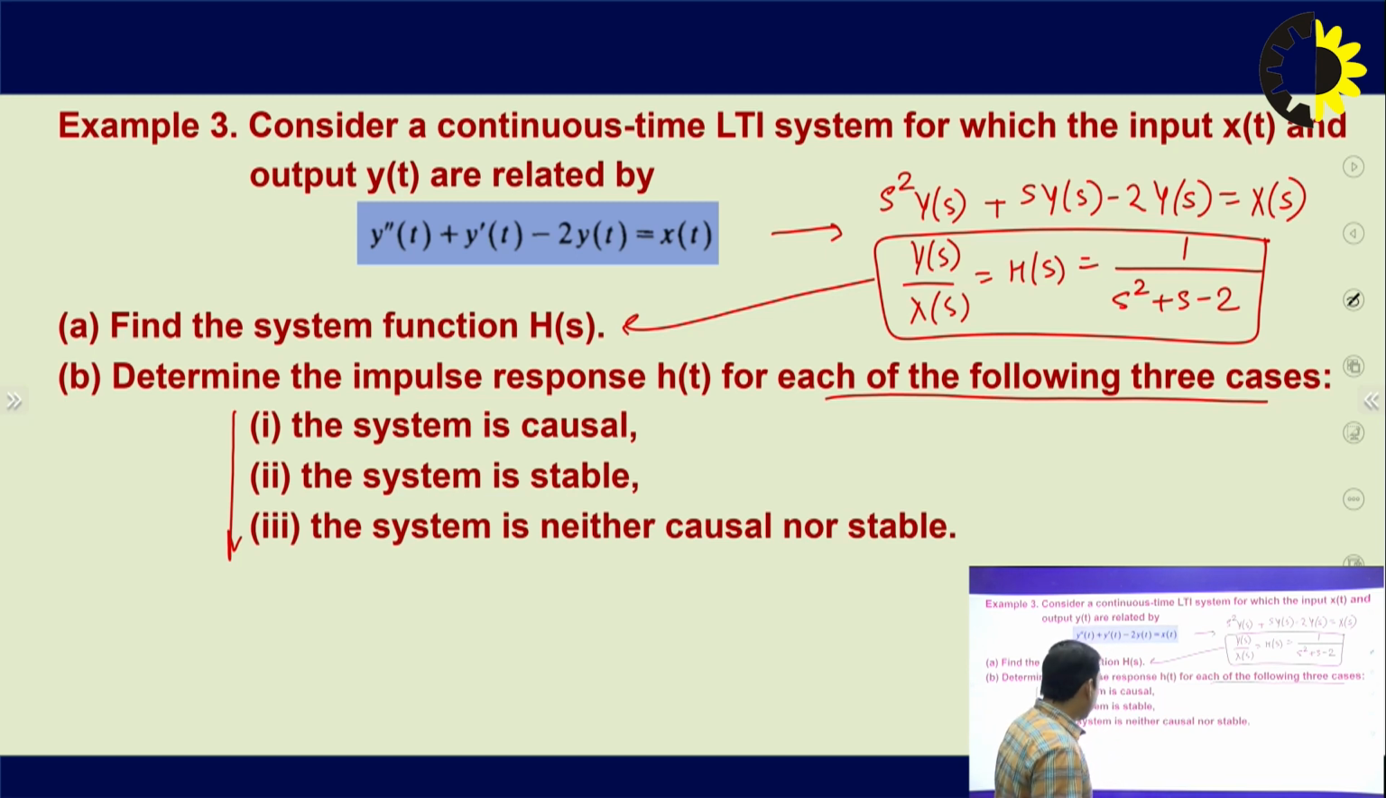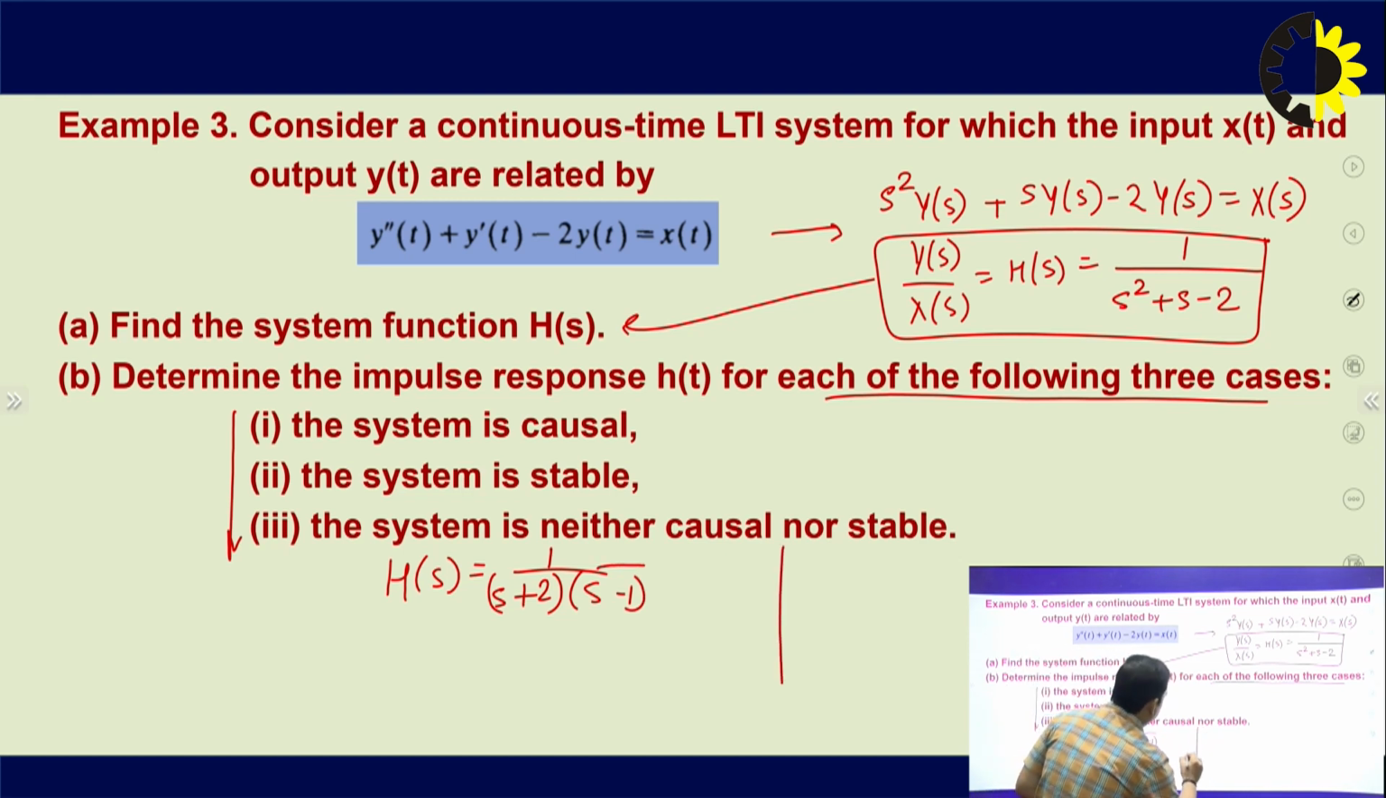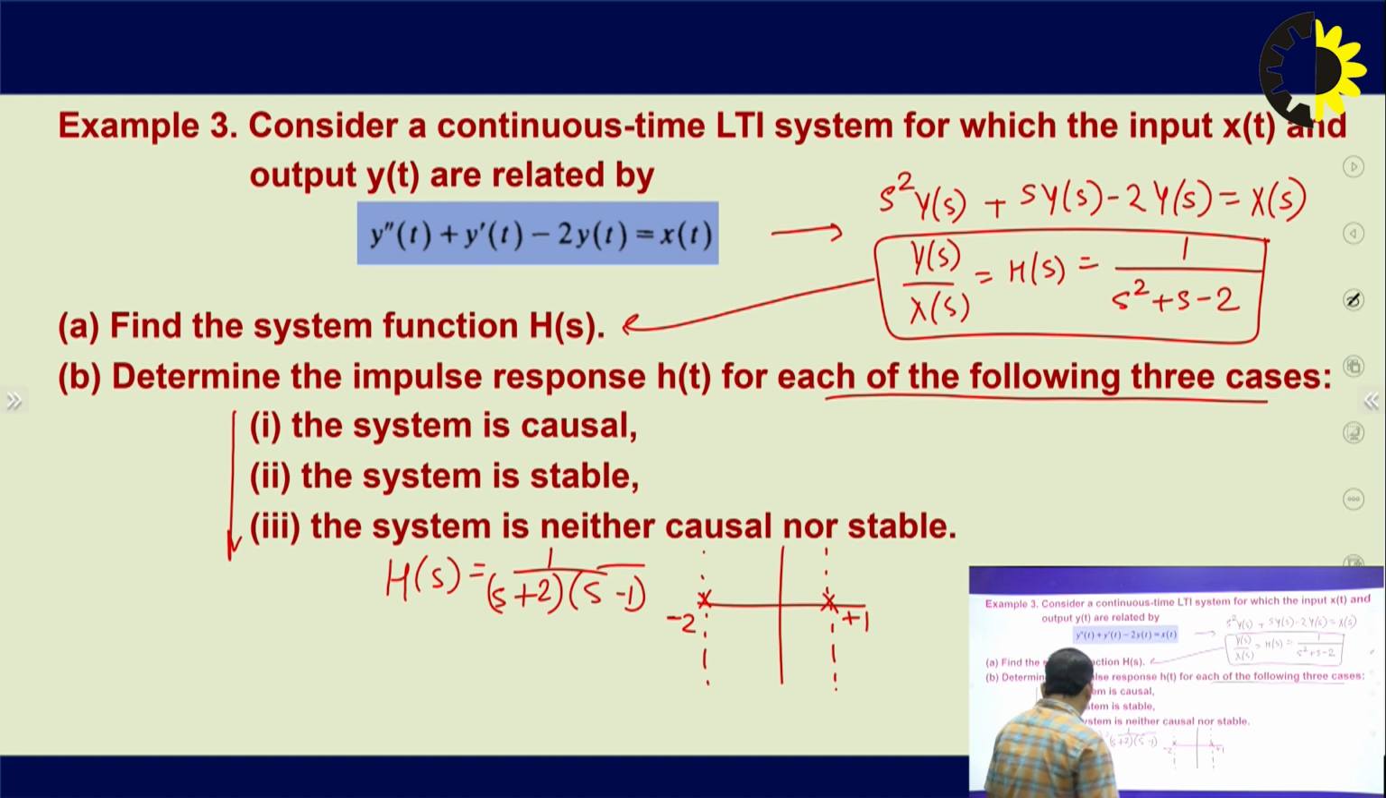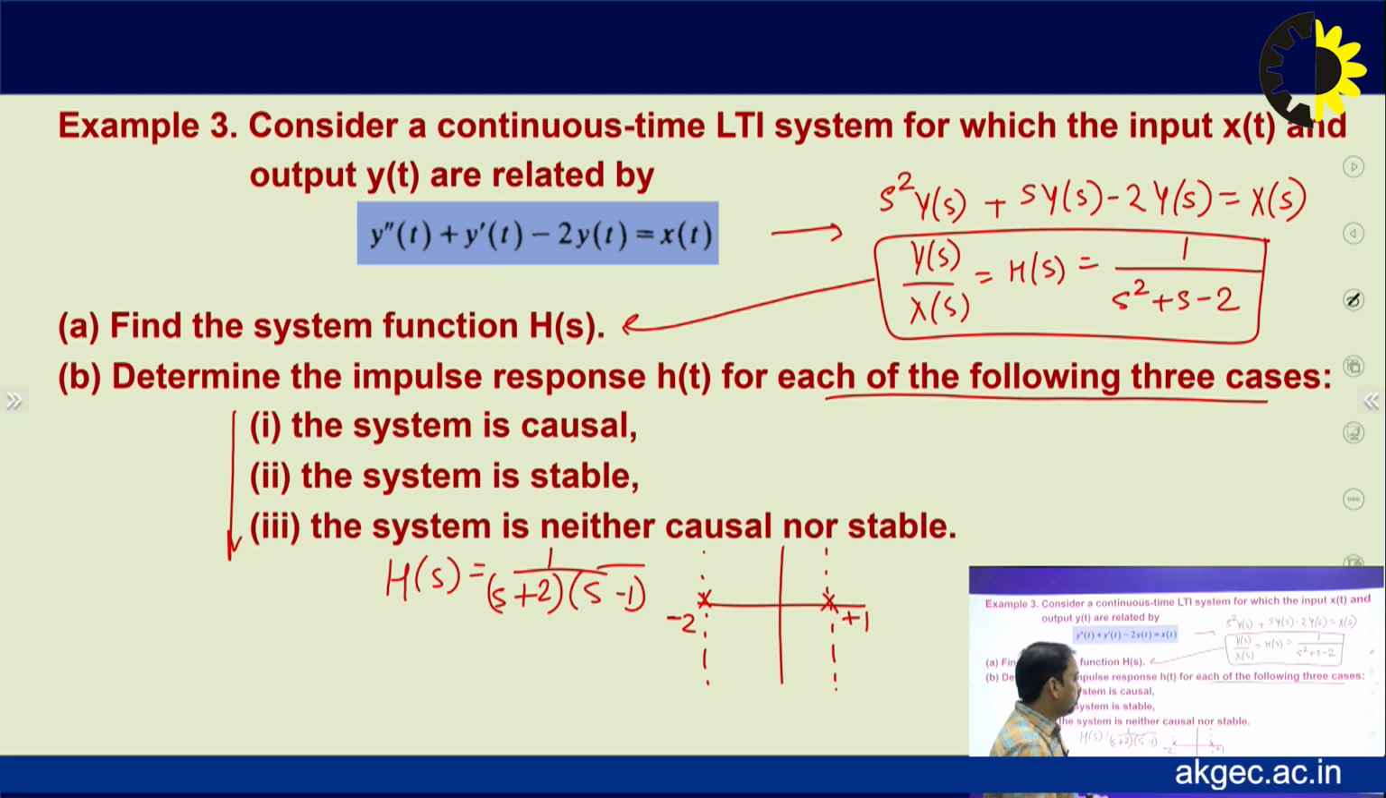The poles can be calculated or plotted. First of all, we have the partial fraction for this, so it is s plus 2 times s minus 1. So definitely the location of poles is plus 1 and minus 2. We have two poles, one at plus 1 and one at minus 2. First of all, we can have the answer for the second case, the system is stable.